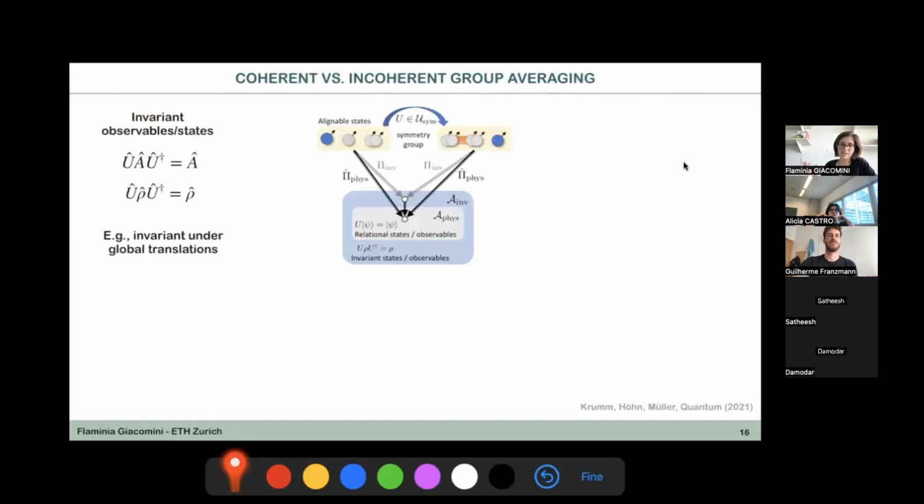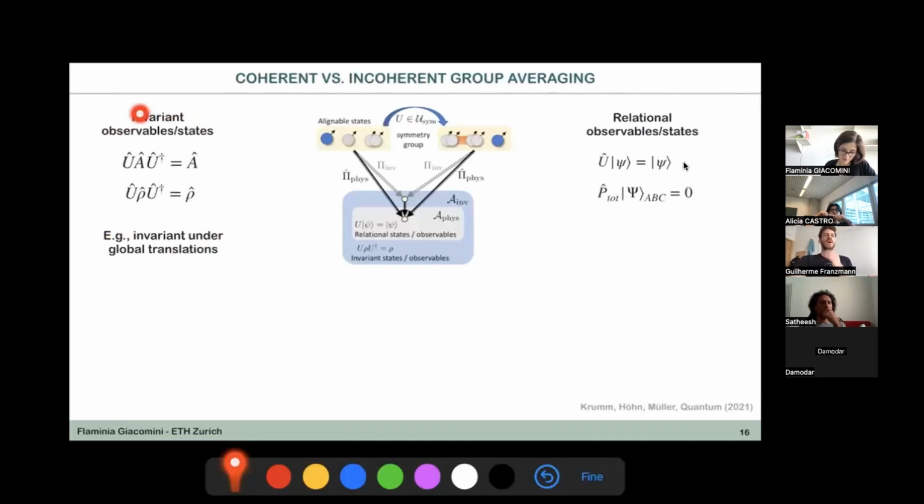So for instance, this will be the invariance under global translations. And relational observables of the type that I defined so far are instead these ones here, where the total momentum is constrained to 0. And now you will see that in this paper, they showed that when I consider just this type of invariance, this defines a looser condition.